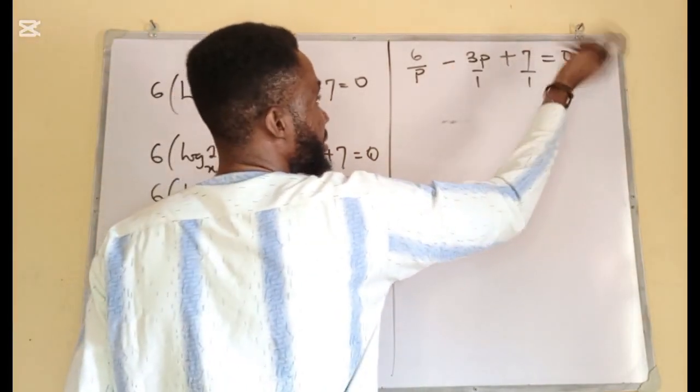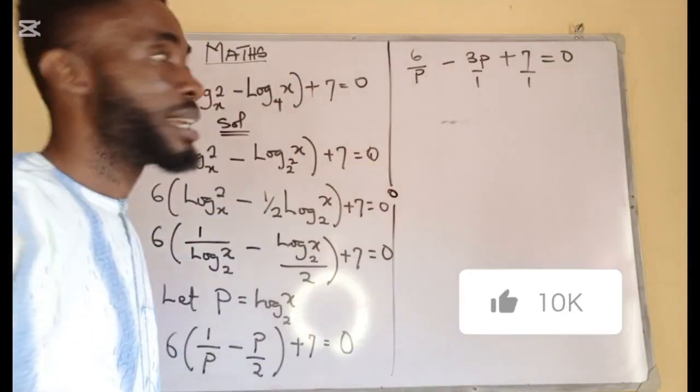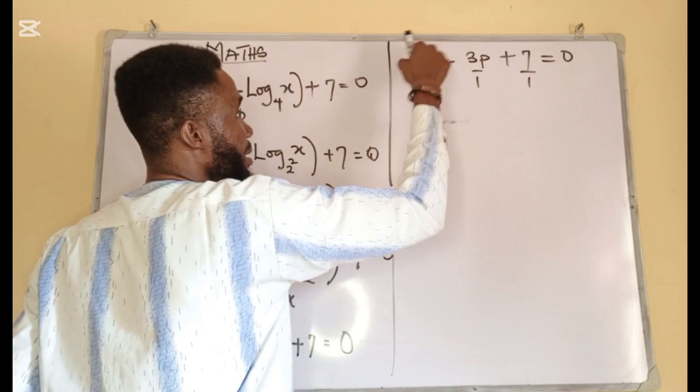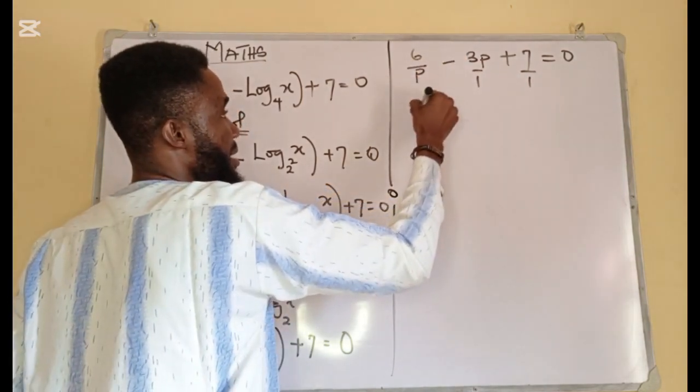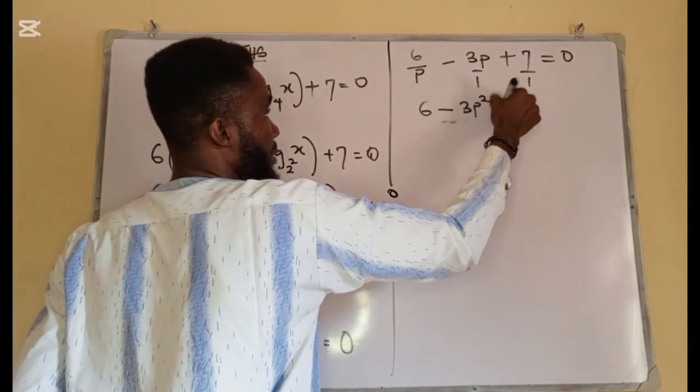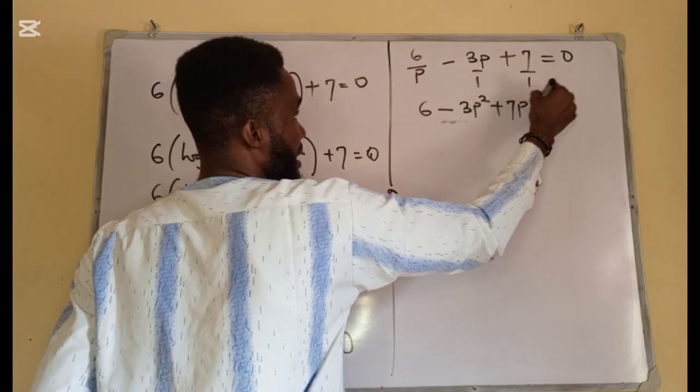So I'm going to multiply everything by p, which is the LCM, to make it linear. So multiply here by p, 3 times here. What I have here is 6 minus 3p squared plus 7 times p, which is 7p, is equal to 0.